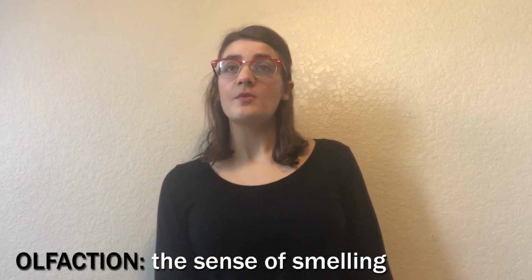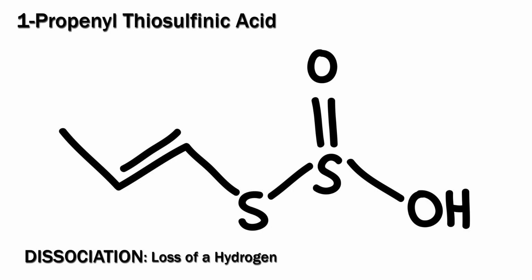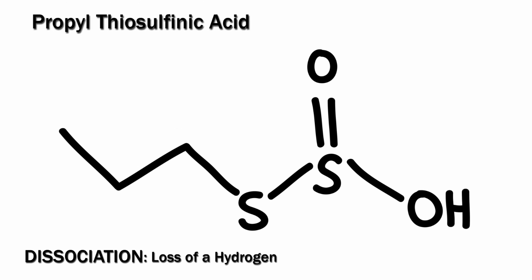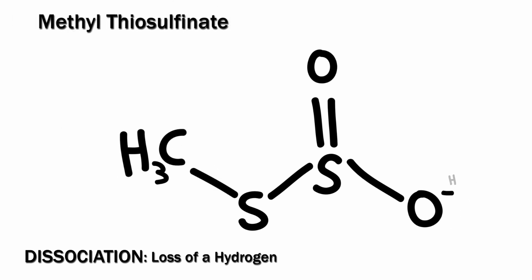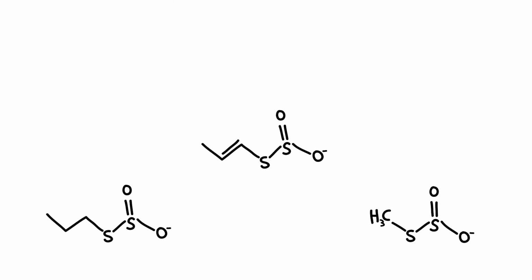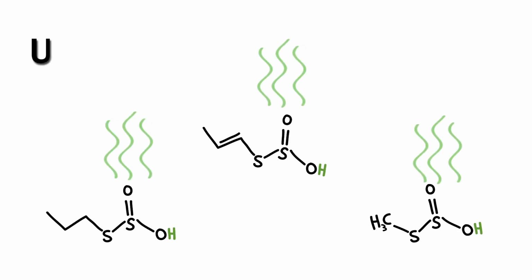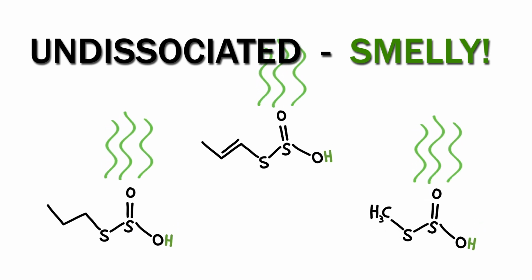When these sulfur-based compounds are added to a basic solution, they donate a hydrogen atom and become anionic in a process called dissociation. So 1-propionyl acid becomes 1-propionyl. Propyl acid becomes propyl, and methyl acid becomes methyl. When these acids are in their anionic state, they're odorless. When they're in their natural undissociated forms, such as when they're in an onion, they smell.